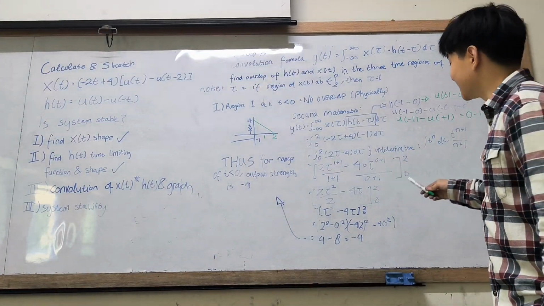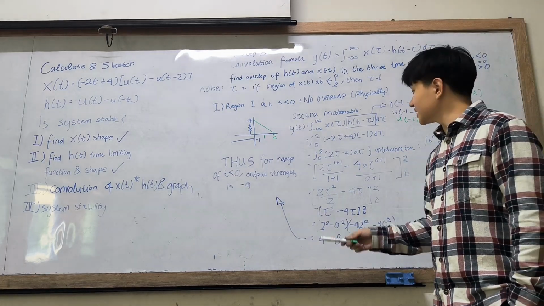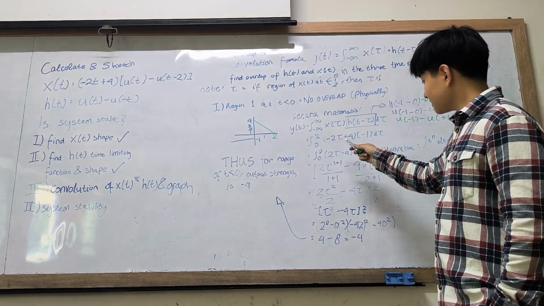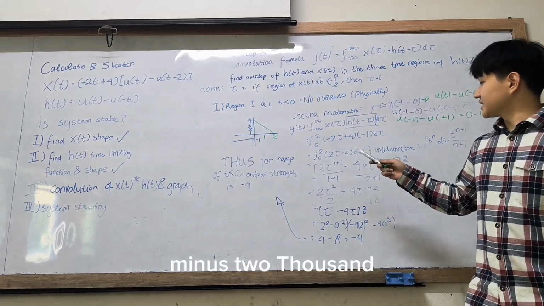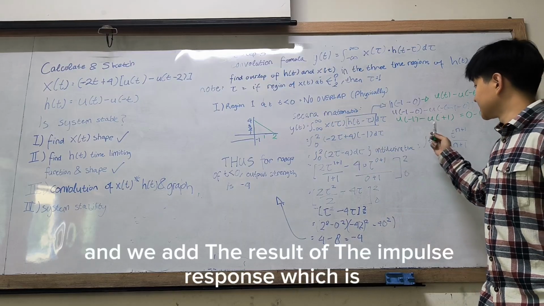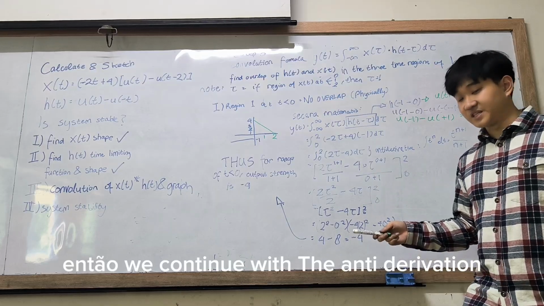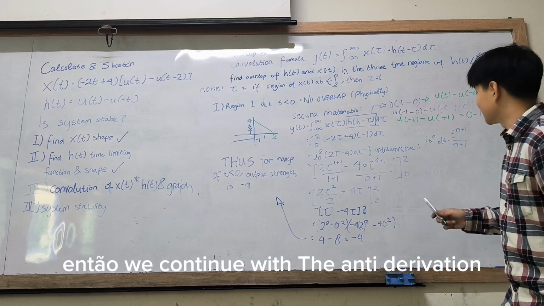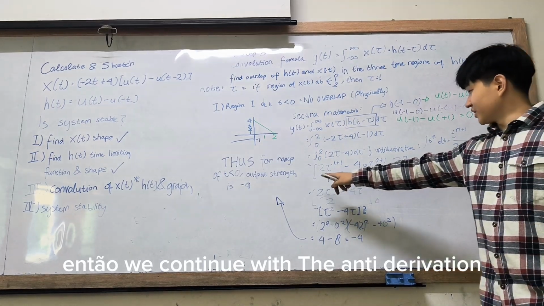Yeah, we continue with the integration, and thus the integration is over a range from 0 until 2. We input the signal envelope, which is -2 tau plus 4, and we multiply by the result of the impulse response, which is -1, and then we continue with the anti-derivation. The formula for anti-derivation is very similar to the integral. It's like this, the formula like this. Therefore, we also apply it here.